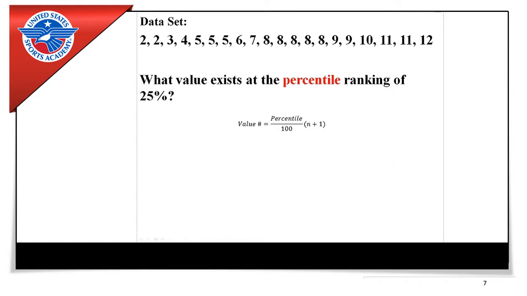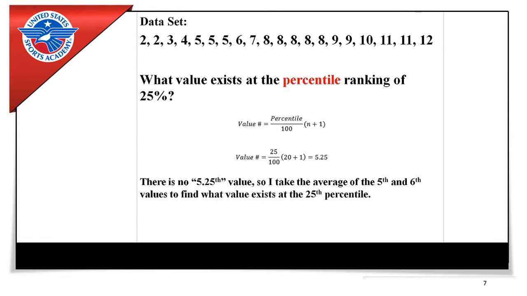So we can use this equation to find out what value number it is: basically the percentile divided by 100, multiplied by the sample size plus 1. We're interested in the 25th percentile, so I do 25 divided by 100 times 20 plus 1, because we have 20 scores. And when I work all that out, I get a value of 5.25.